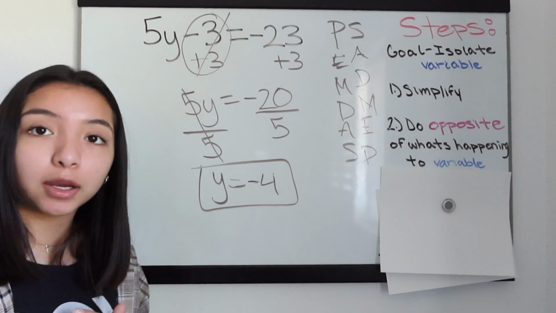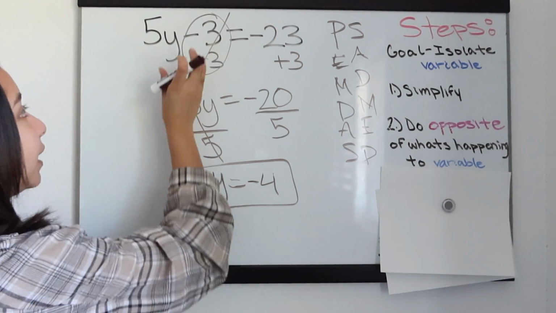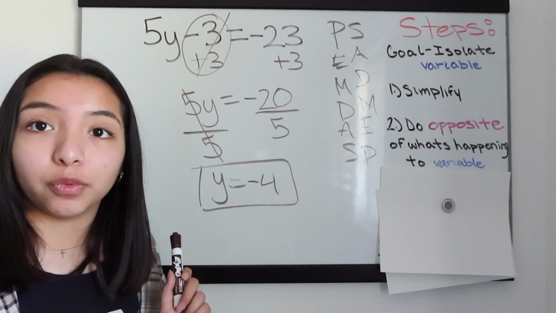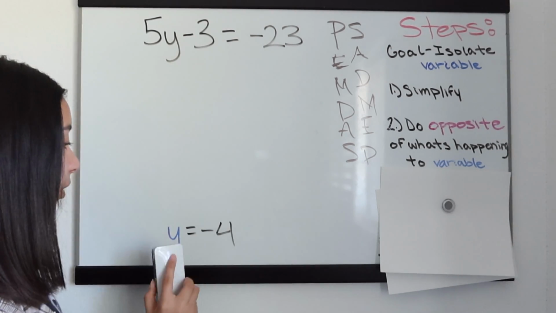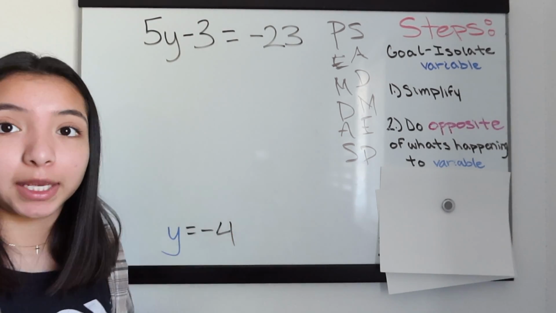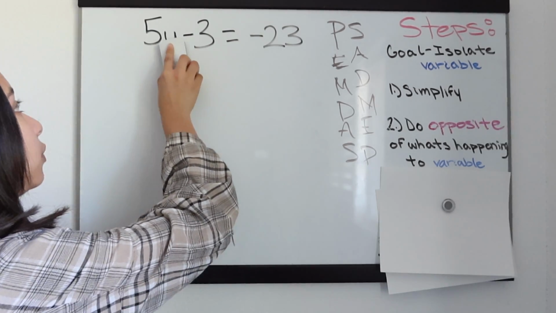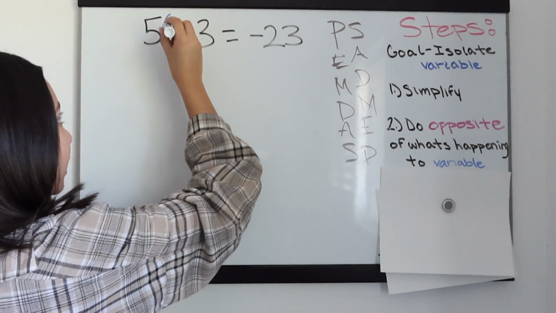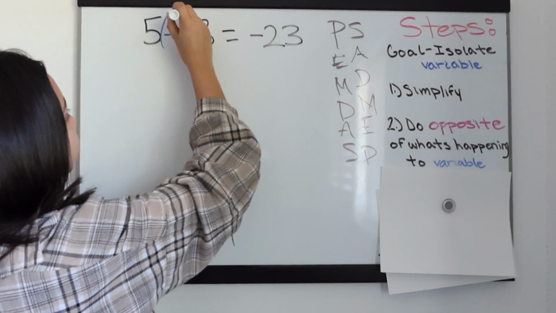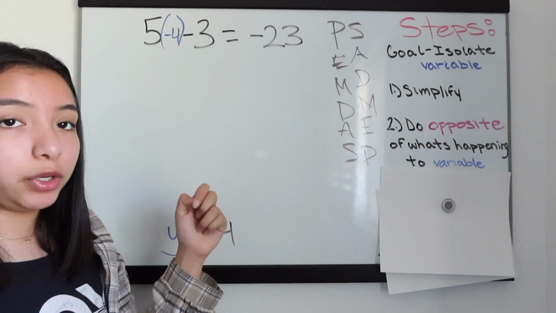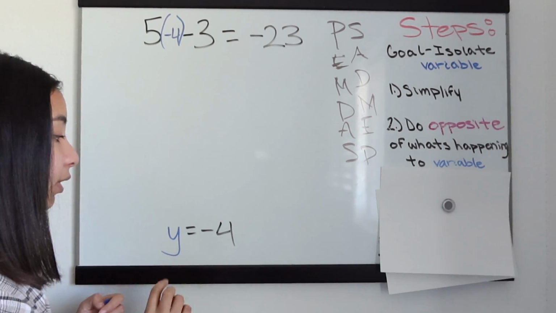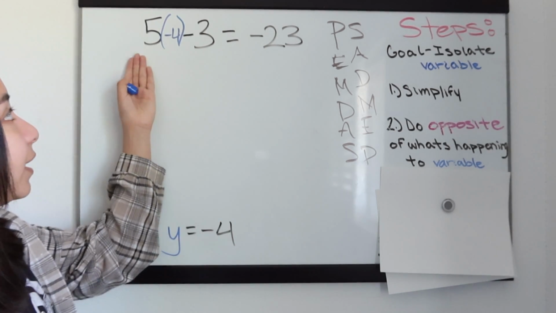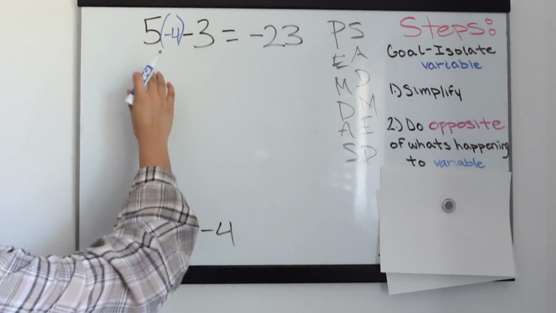And we can check our answer by plugging it into the original equation. So we'll do that right now. All right, so let's plug y, which is equal to negative 4, into the original equation. So let's erase this y and plug in negative 4. If negative 4 is truly our answer, if negative 4 is truly equal to y, then this statement should be true. So let's solve it.